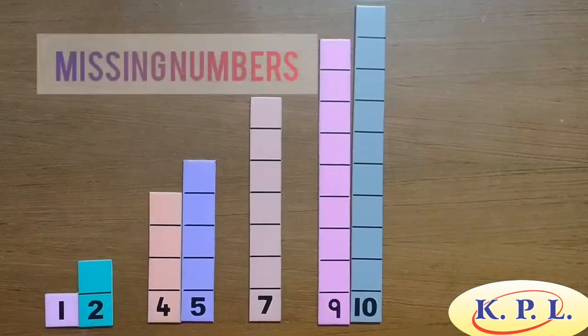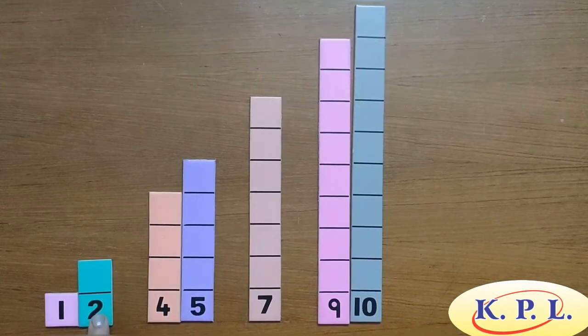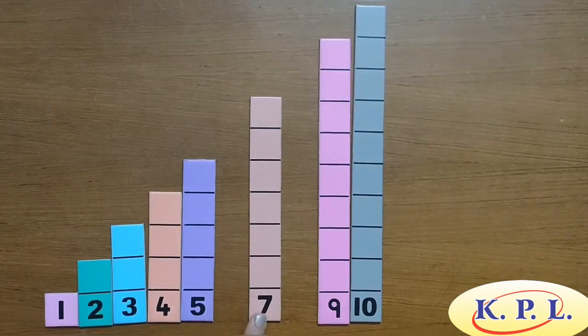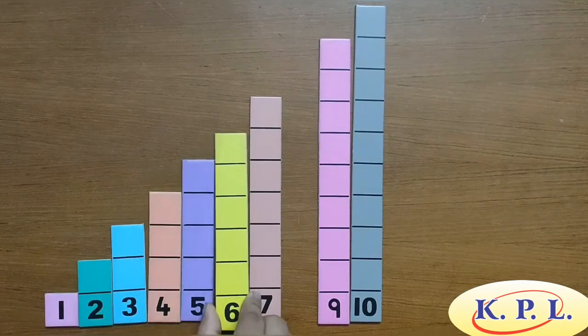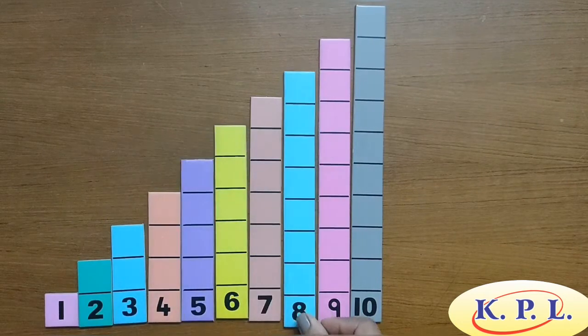Missing numbers. In the given pattern, find out the missing numbers. What comes after 2 and before 4? 3. What comes in between 5 and 7? 6. What comes before 9 and after 7? 8.